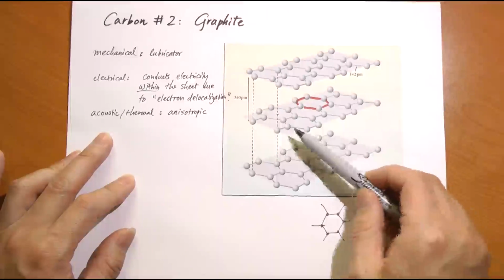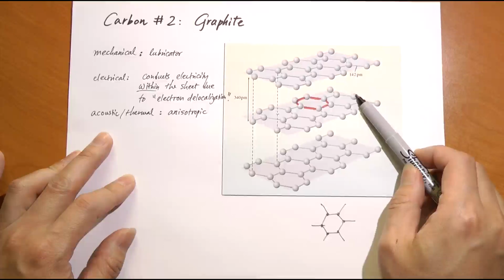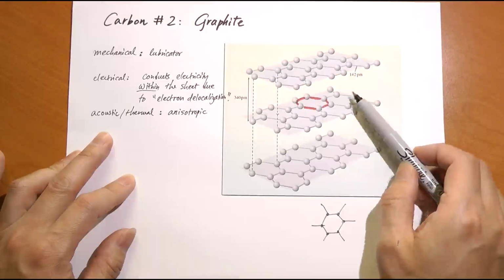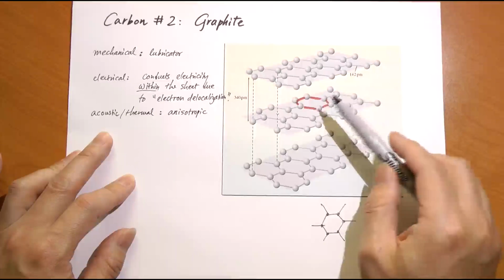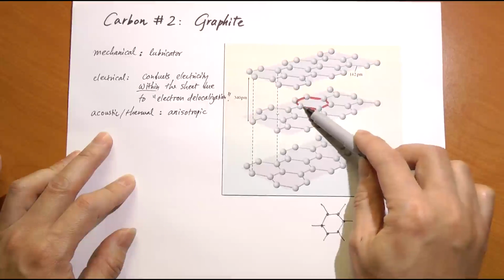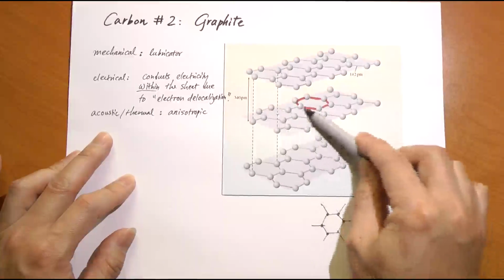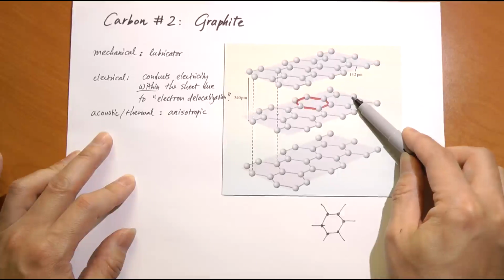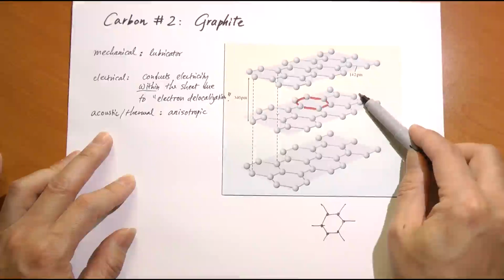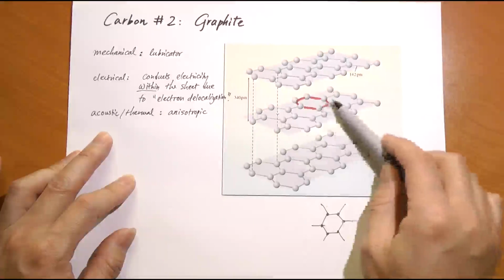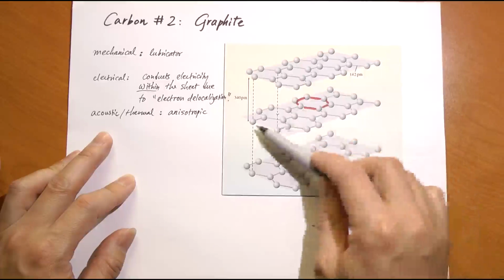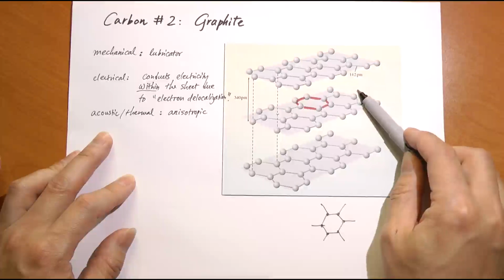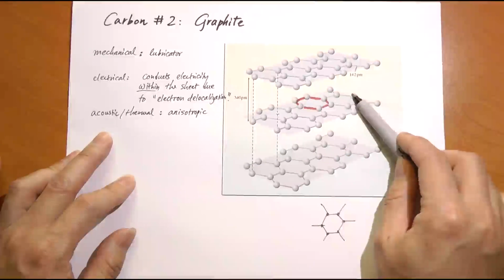Within the same sheet, the bonding is quite strong. And also the electrons. Some of the electrons are not just trapped here. They can actually move from place to place within each sheet. So graphite is pretty strong in this sheet, and it can conduct electricity and heat quite well because of these electrons hopping around between bonds. So within this plane, it's a good conductor of both heat and electricity, and is relatively strong.